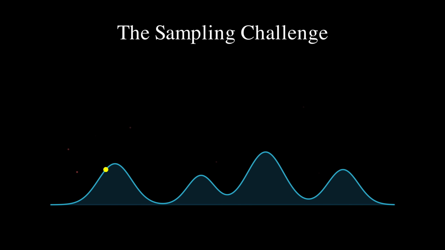Traditional sampling methods try to cover the entire space randomly, throwing points everywhere, and hoping some land in the right spots. But look at what happens. Most of our samples, those red dots, completely miss the target, and we're wasting enormous computational resources just to get a few useful green points that actually tell us about our distribution.